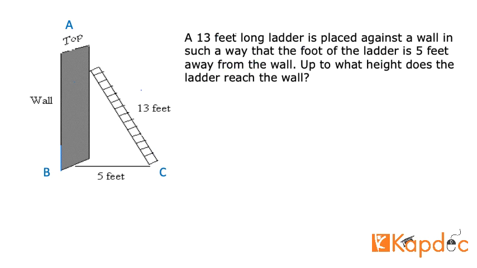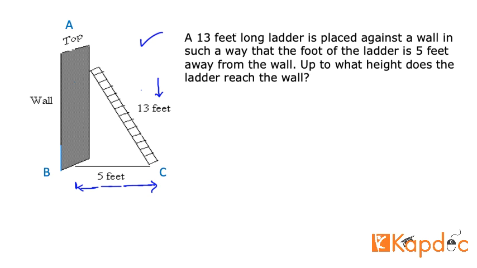Okay. So let us take a look at another problem in which we are stating that a 13 feet long ladder is placed against a wall in such a way that the foot of the ladder is 5 feet away from the wall, which is the wall here. This is the vertical wall here, and then this foot is 5 feet away. And we want to find out up to what height the ladder reaches the wall, and we have been given the length of the ladder as well.